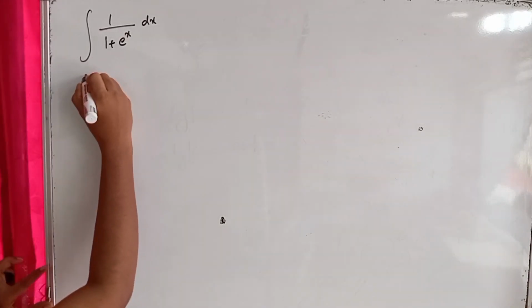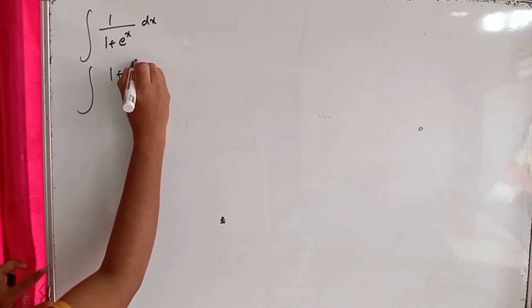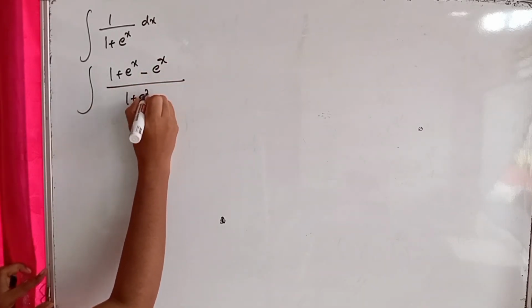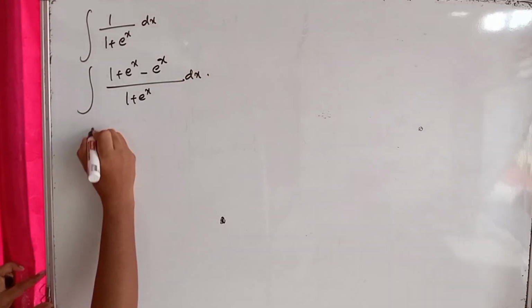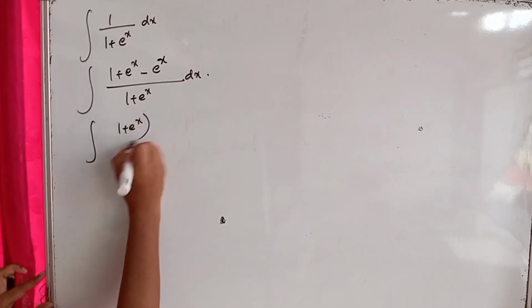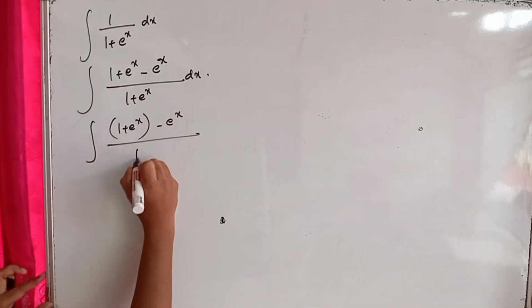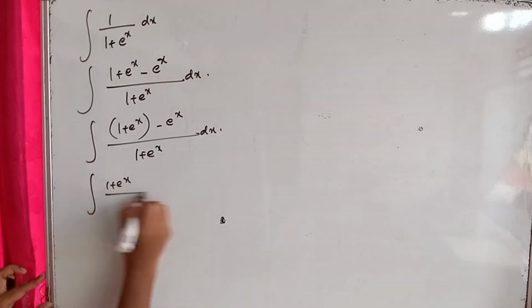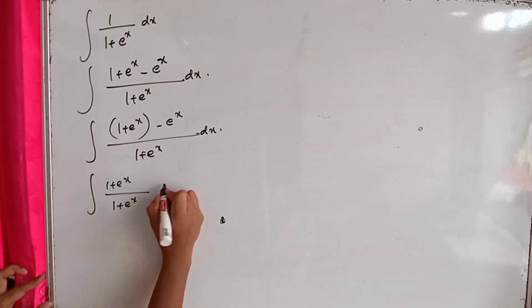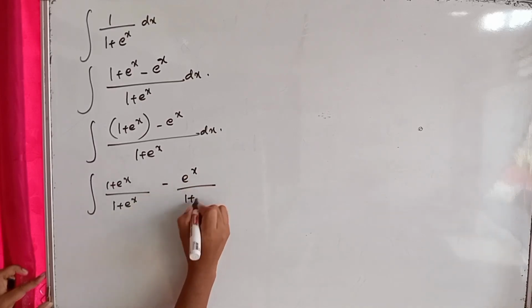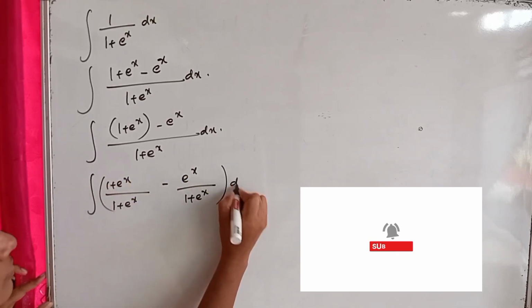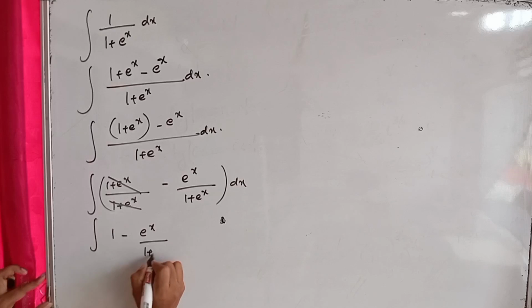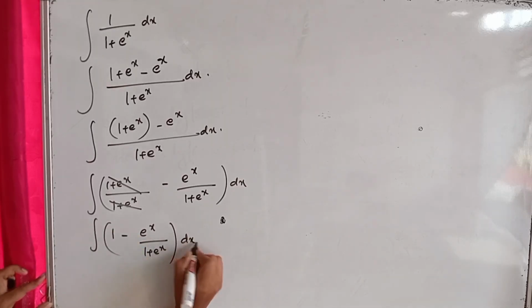The next question, integrate 1 by 1 plus e raised to x dx. Here also we slightly arrange the function: we add and subtract the term e raised to x on the numerator. So this becomes 1 plus e raised to x minus e raised to x by 1 plus e raised to x dx. Now we separate the numerator over the denominator, that is 1 plus e raised to x by 1 plus e raised to x minus e raised to x by 1 plus e raised to x dx. So the first term cancels. After that we get 1 minus e raised to x by 1 plus e raised to x dx.